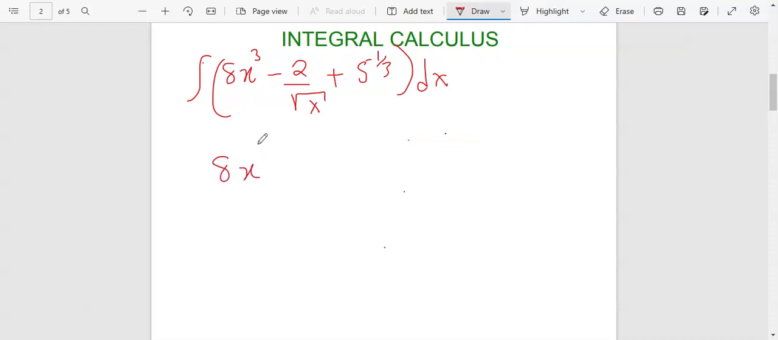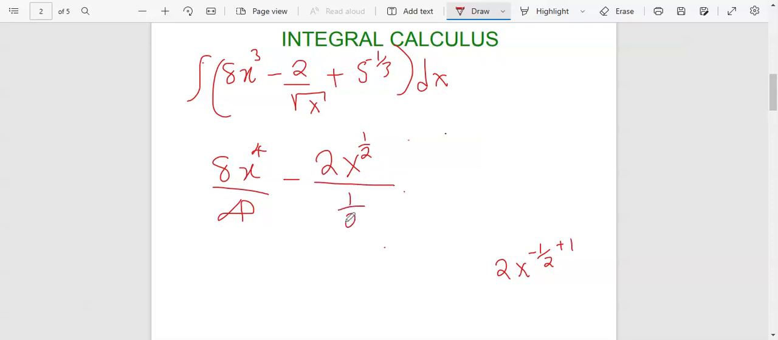You have x to the power 3, so adding 1 becomes power 4, divided by the same power 4. And then minus. Now this 2 over square root of x, we can also write as 2 over square root of x, and we know that is the same as x to the power 1 over 2. If it goes on top, it becomes x to the power negative 1 over 2. So I'm going to add 1 to the power negative 1 over 2. That will give us positive 1 over 2. So that will be 2x to the power positive 1 over 2, and also divide by the same 1 over 2.